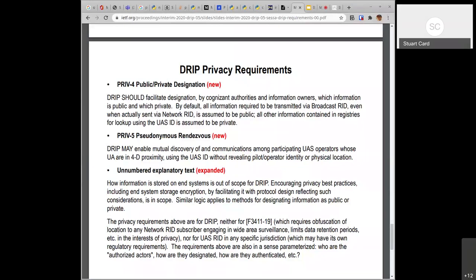And then if we look at the explanatory text, how information is actually stored on end systems is out of scope for DRIP. That refers back to PRIV 3. However, encouraging best practices, including end system storage encryption by facilitating it with appropriate protocol design, is in scope. And similar logic applies to the designation requirement, PRIV 4. So that was the balancing act that we tried to strike between really wanting to encourage privacy best practices, but also not wanting to go outside of IETF protocol competence and get into what goes on inside the end systems.